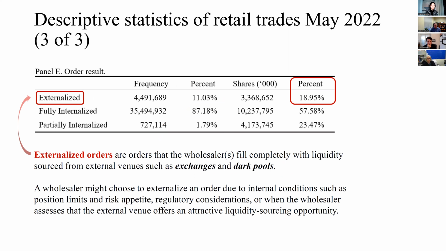so this slide, why is this important? You'll see that 87% of the orders are fully internalized. So what that means is 87% of the marketable orders sent to the wholesalers are going to be internalized and reported to the ADF. Okay. And that would be 58% of the trades.